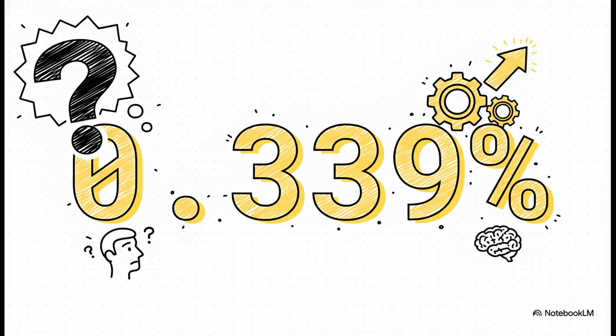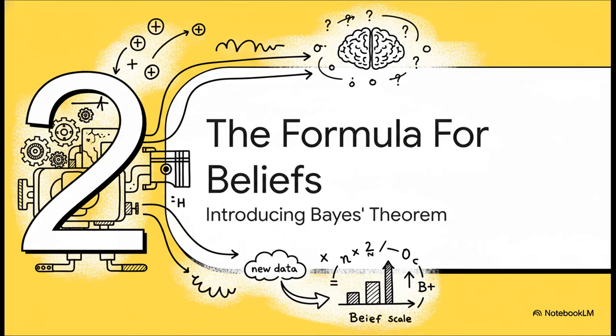To figure that out, we need to pop the hood and look at the mathematical engine that's running behind the scenes. And that engine is Bayes' theorem. This is the tool that lets us correctly handle new information, like a positive test result, and update our initial beliefs in a logical, structured way, instead of just going with our gut.